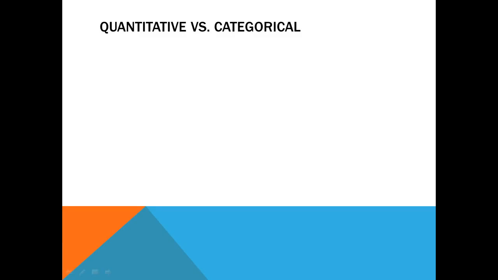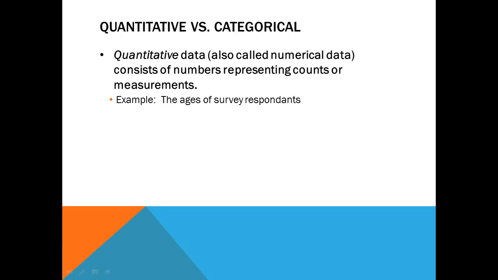Quantitative versus categorical data, and you've actually done this previously in integrated algebra. It wasn't called categorical, it was called qualitative, and we'll discuss it more. Quantitative data is basically numerical data, you can see the word quantity in there. It consists of numbers and it represents counts or measurements. The example there is the ages of survey respondents.